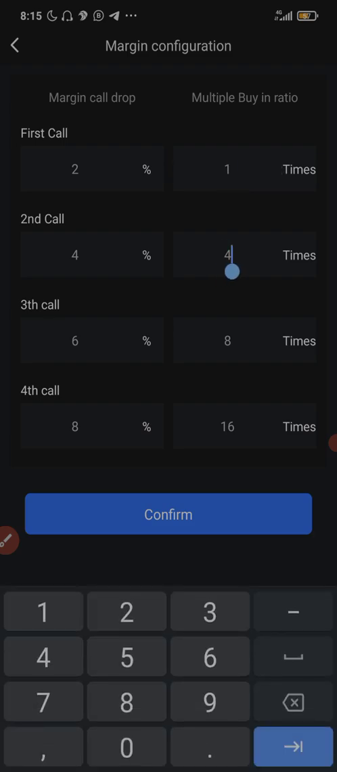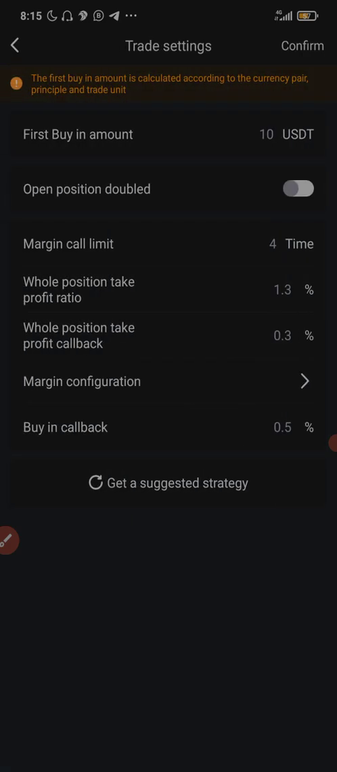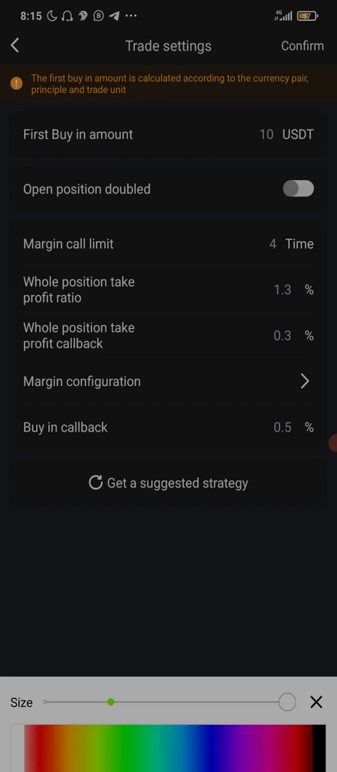Second call, just buy 2. Okay, third call, buy 3. Then fourth call, you can buy 5. Okay, so this is the strategy we are using. So I'm going to click on confirm now. So now we are good to go. So the next step now is to click on this confirm button.